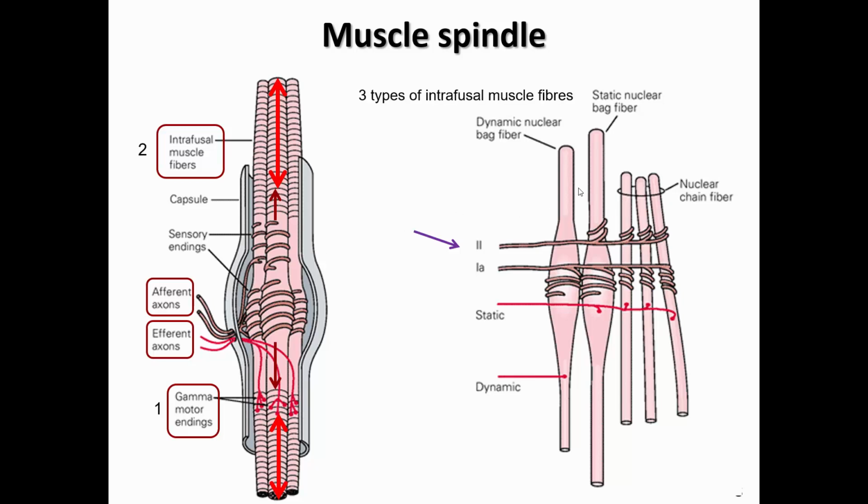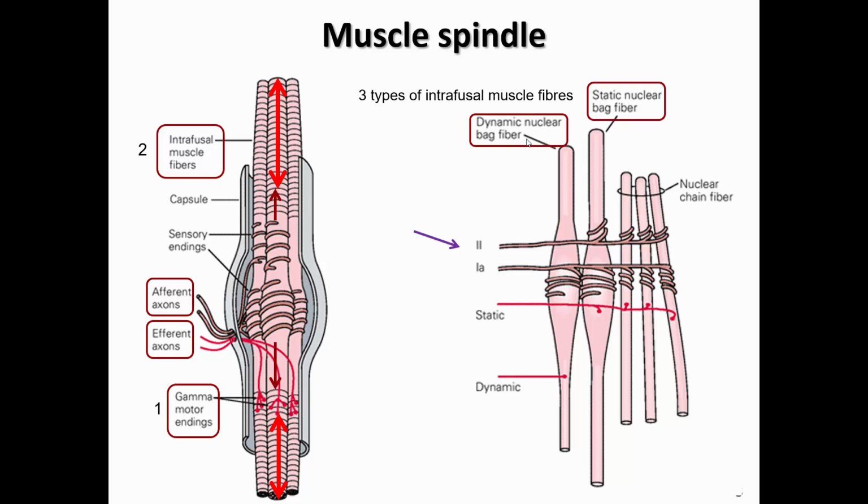Now, there are three basic types of these intrafusal muscle fibers. The first type here is referred to as a nuclear bag fiber. There are two types of nuclear bag fibers, but the bag fibers are named because of the equatorial region that has a greater diameter than the polar regions, and it's this region where the nuclei of the muscle fibers are collected.